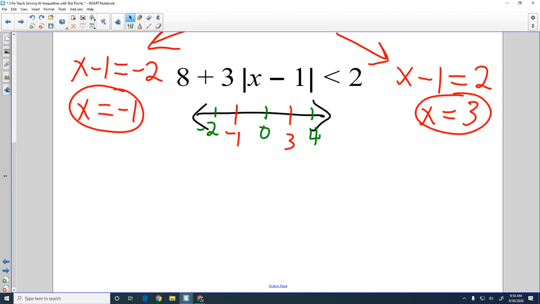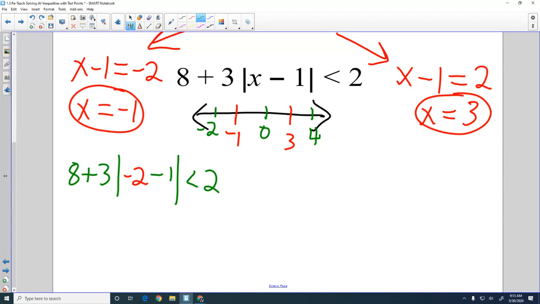For testing out our test points. Okay, so what's going to happen is I've got 8 plus 3 times the absolute value of, here's that test point of negative 2 minus 1, is less than 2. And then when I solve this, remember order of operations, so we cannot add that 8 and 3 on the left. I have to figure out what that absolute value is first.